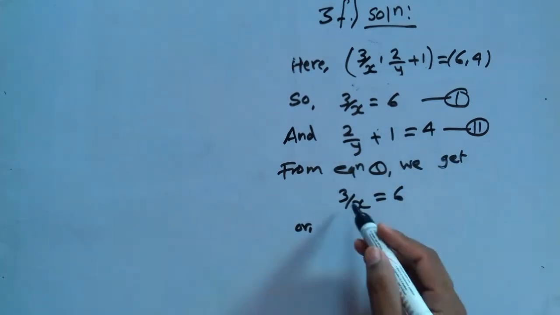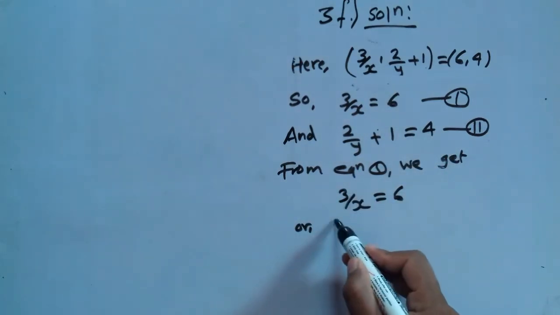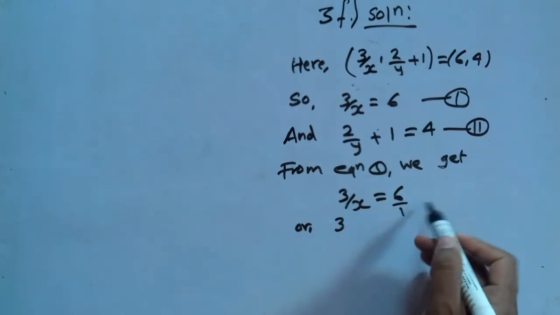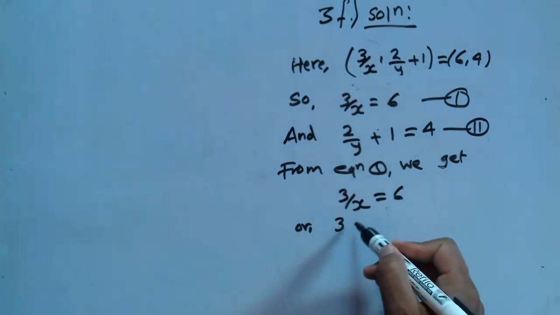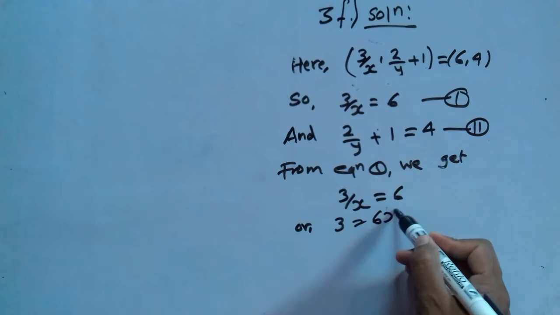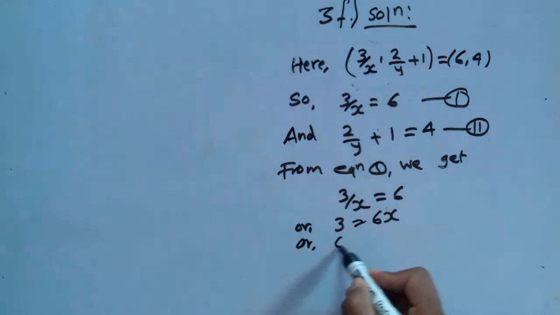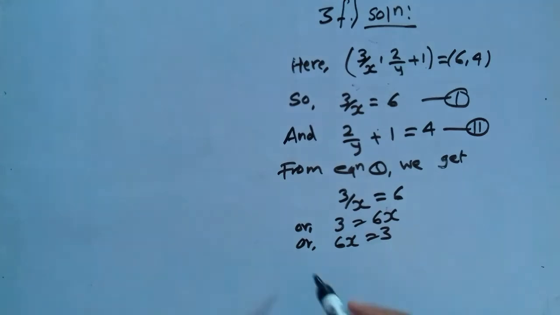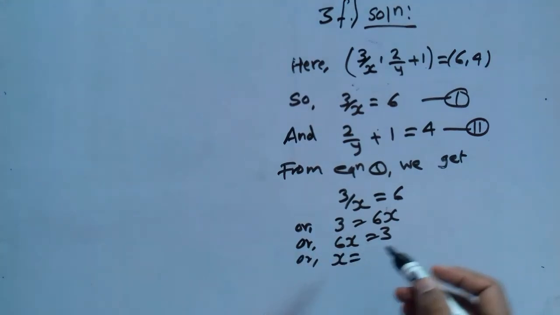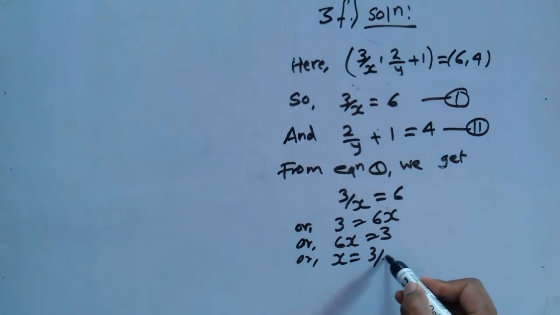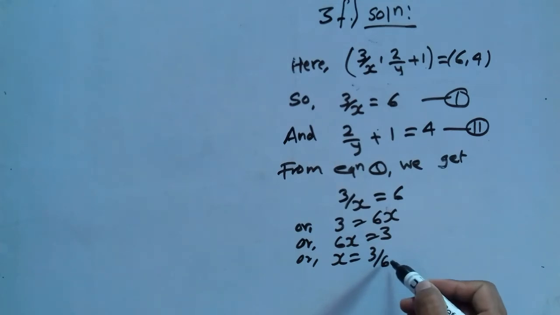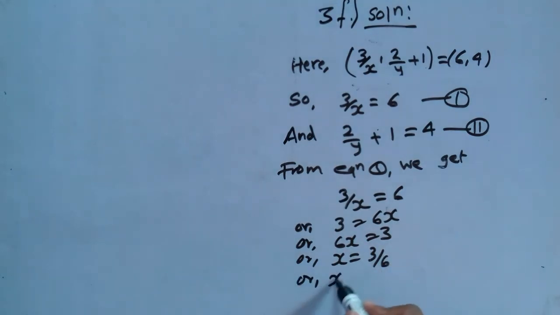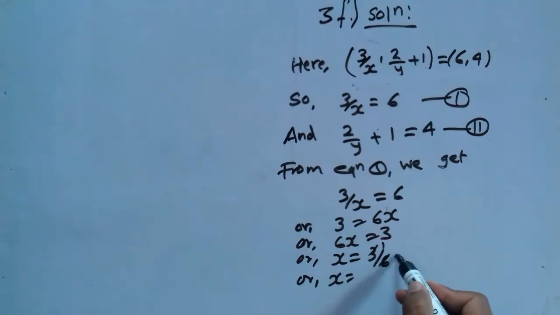From equation 1 we get this, we have to cross multiply. 3 into 1, as we know below any number there is always denominator 1, so 3 into 1 is 3, and x into 6 is 6x. Or we can change sides, 6x equals 3, or x equals 3 divided by 6, because 6 into x when it goes to the other side becomes 3 by 6. Or x equals 3 into 1 is 3, and 3 into 2 is 6, so x is 1 by 2.